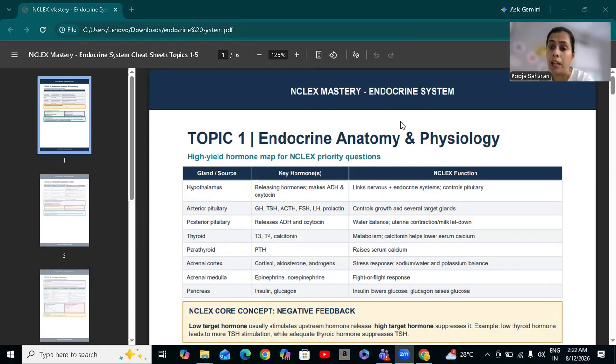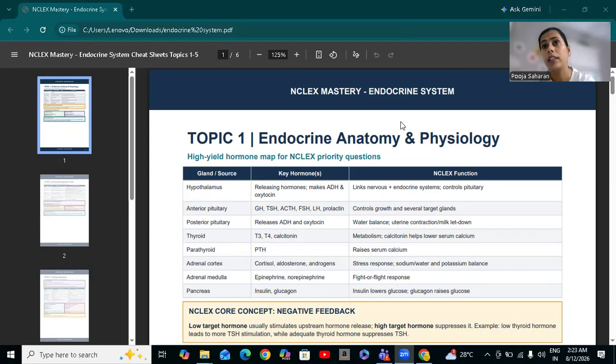Next is thyroid. First we learned about TSH in the pituitary, the anterior pituitary, thyroid stimulating hormone. Now we are talking about the thyroid hormones. The thyroid is the gland which basically secretes three hormones: T3, T4, and calcitonin. T3 and T4 help in metabolism, and calcitonin helps in lowering the serum calcium.